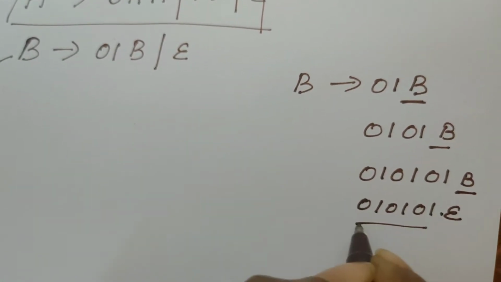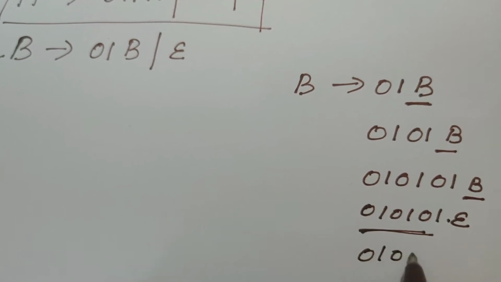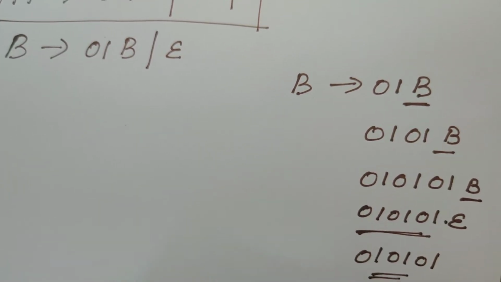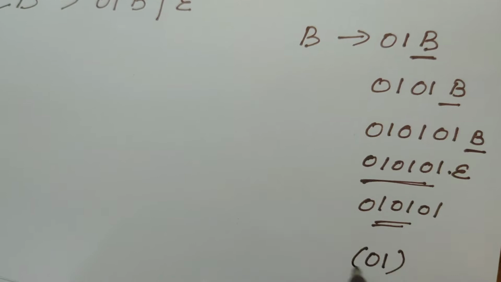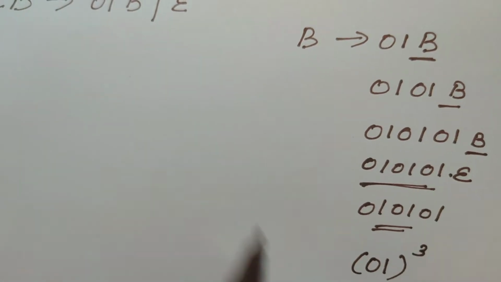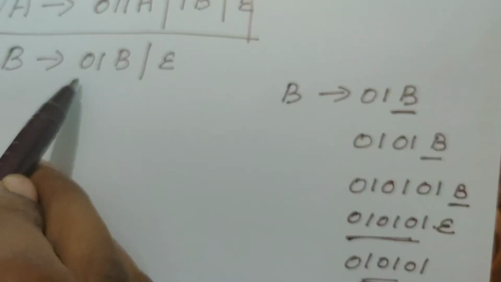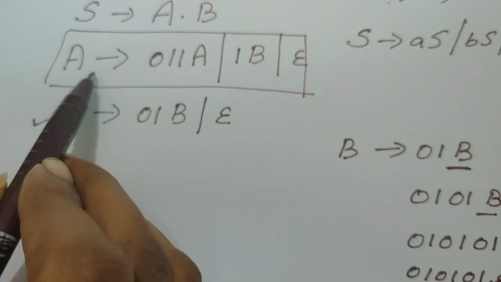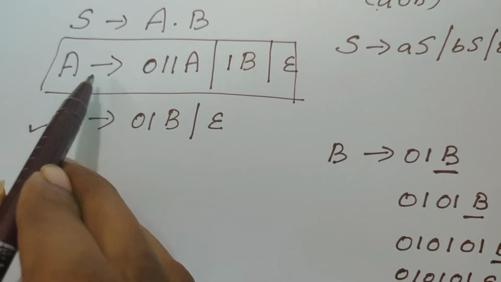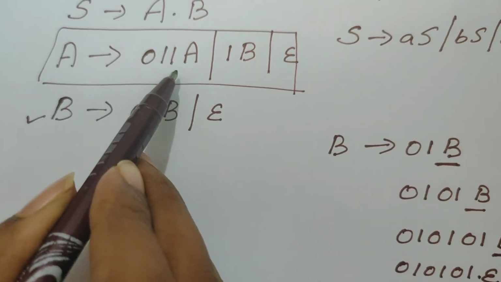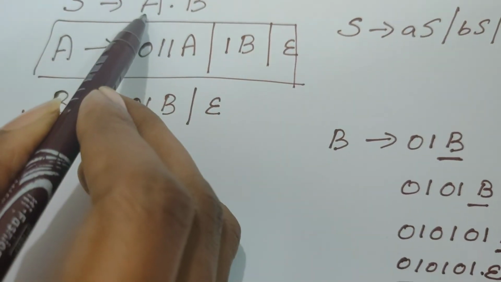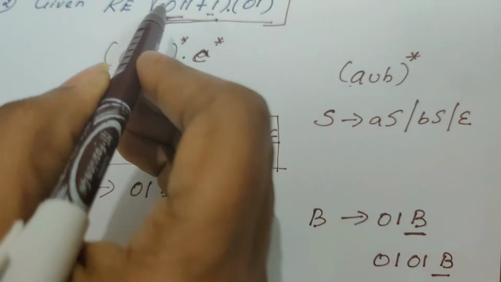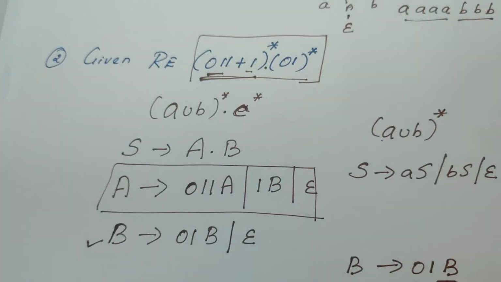So finally, what is the string I obtain? 0, 1, 0, 1, 0, 1. I can write it like (0, 1) whole to the power of 3. So to obtain (0, 1) whole star, this is the rule. And what this rule does, I already explained. It produces (0, 1, 1 union 1) the whole star. So put A dot B together, it generates this pattern.